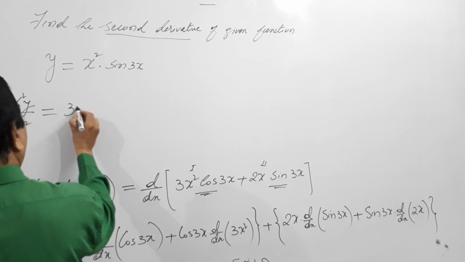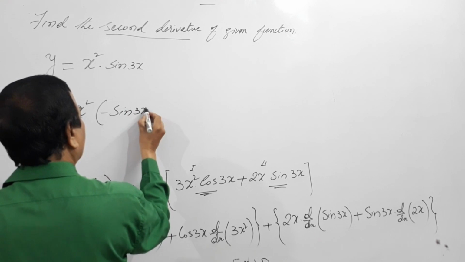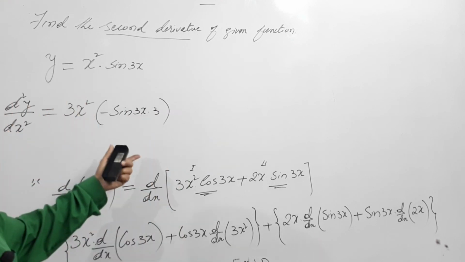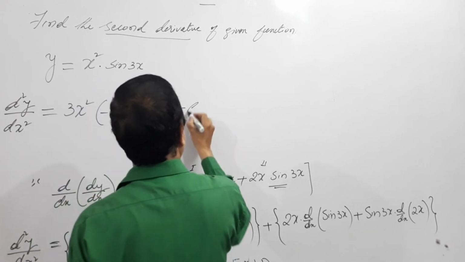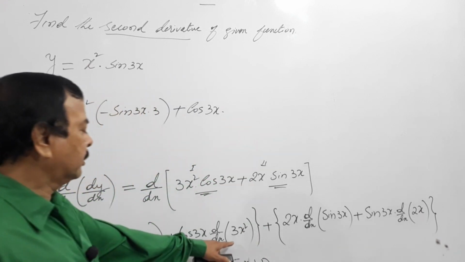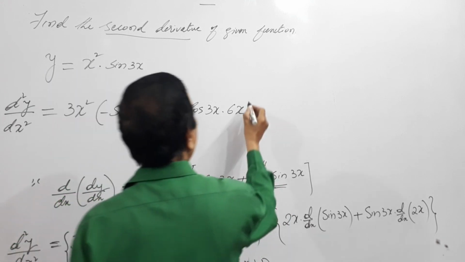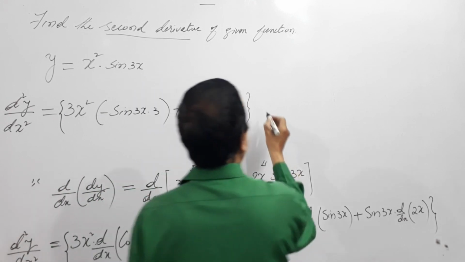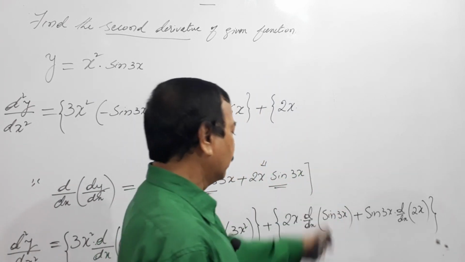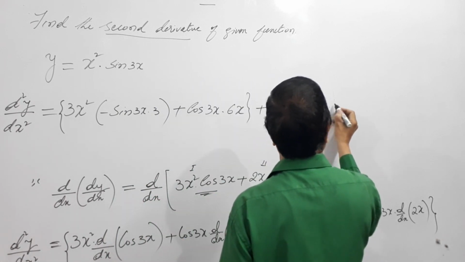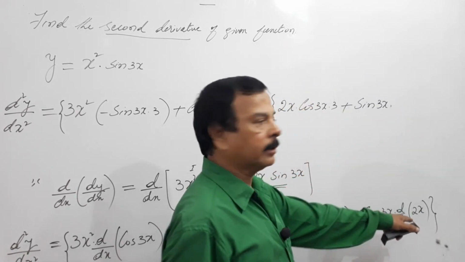equals to 3x square. D by dx of cos 3x is minus sin 3x into 3. So if you differentiate cos, it becomes minus. So minus sin 3x into 3 plus cos 3x, d by dx of 3x square is 6x. So I'll use a bracket once again, not required, but anyway to show you that this is different. So here 2x into d by dx of sin 3x is cos 3x into 3. This becomes cos 3x into 3 plus sin 3x into d by dx of 2x is 2.